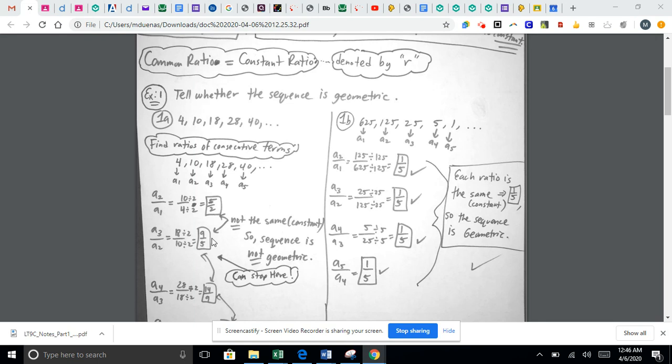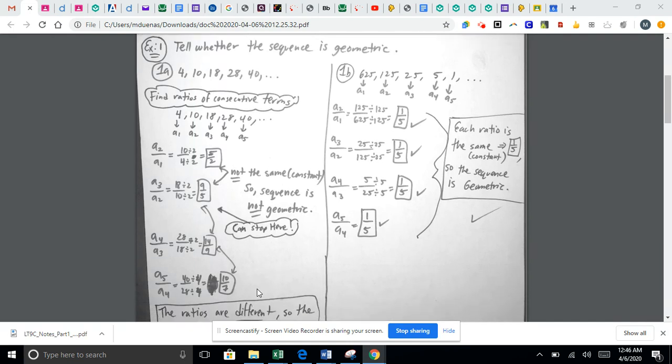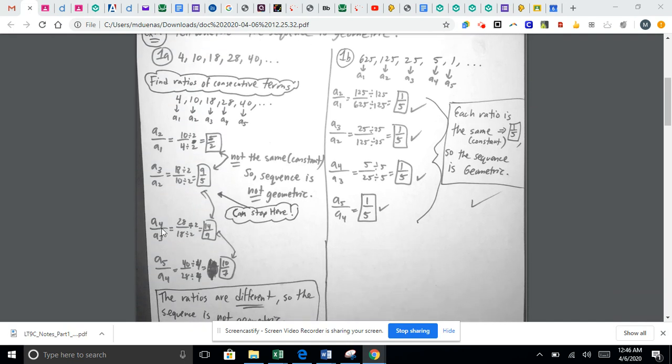Once you know that one of them is not the same as the other one, you can just go ahead and stop there. Okay, now just to show you the work for the rest, you have A sub 4. If these two were the same, you could continue the rest. So you see A sub 4, that's 28 in this case, divided by the previous term, which is A sub 3. That will give you 28 divided by 18, which reduces to 14 ninths. Notice again, 14 ninths is not equal to either of the two above.